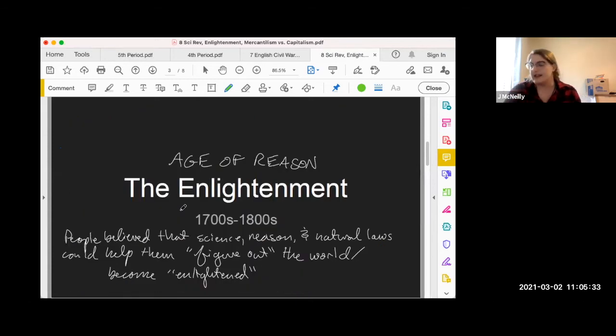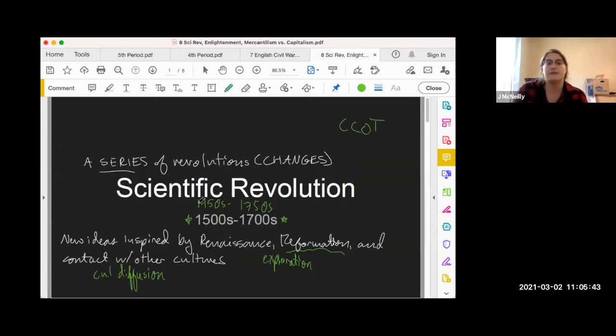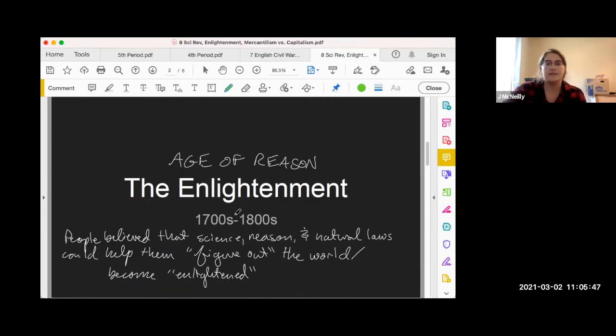Then on to the age of the Enlightenment, or the age of reason. The Enlightenment came out of the scientific revolution. Y'all may remember that the scientific revolution was from the 1500s to the 1700s. The Enlightenment is from the 1700s to the 1800s. This is the time period that moves us out of period 2 and into period 3 in our curriculum, okay?